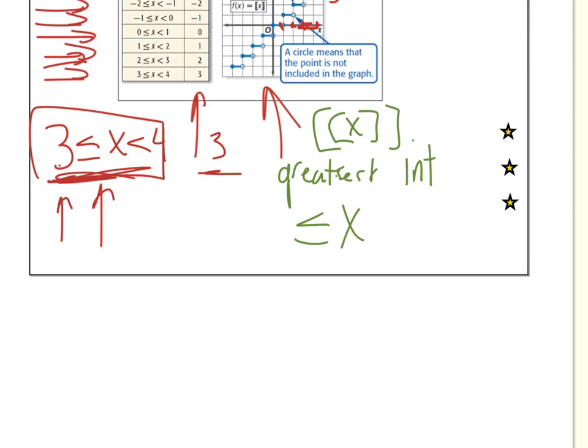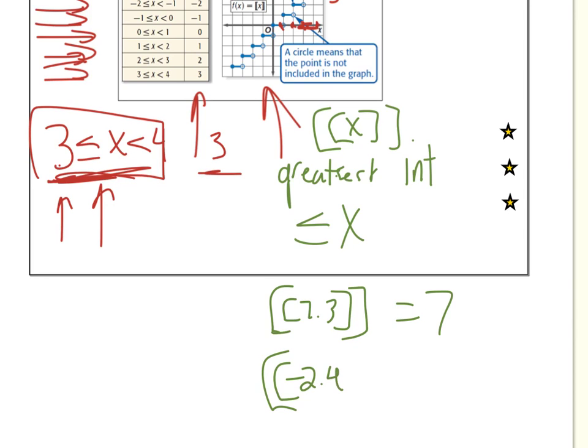The second thing I want you to remember is this. If I've got 7.3, the greatest integer less than or equal to x is going to be 7. I'm going less than. So if I've got something like negative 2.4, what's the greatest integer less than that? Well, that's going to actually be negative 3. I want to go 1 less than that. So that's kind of what that means.